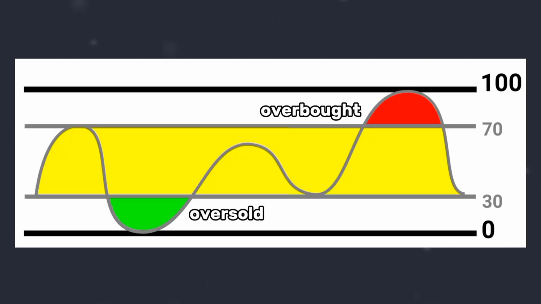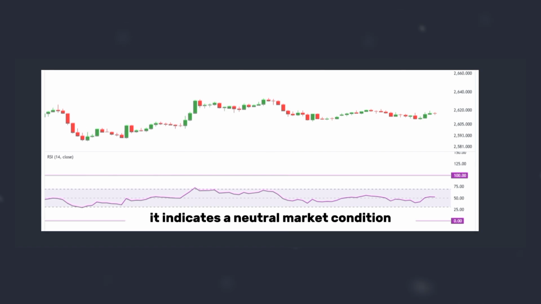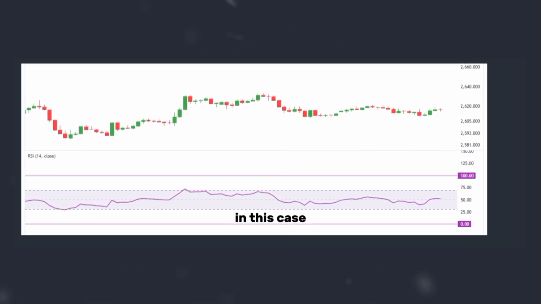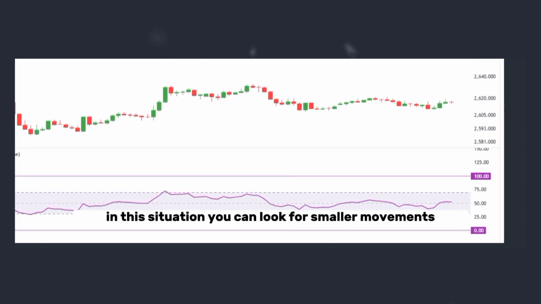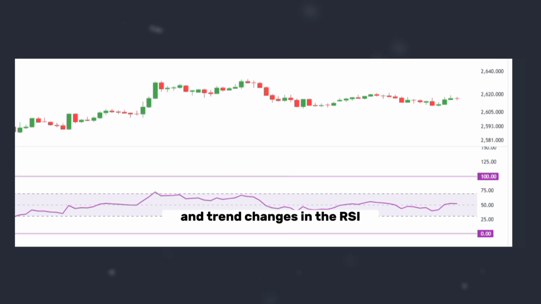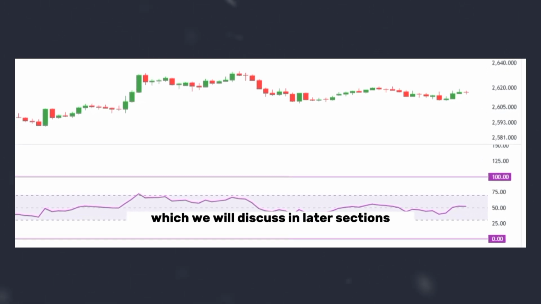3. RSI between 30 and 70, neutral zone. When the RSI is between 30 and 70, it indicates a neutral market condition. In this case, the market is neither overbought nor oversold. In this situation, you can look for smaller movements and trend changes in the RSI, such as divergences, which we will discuss in later sections.